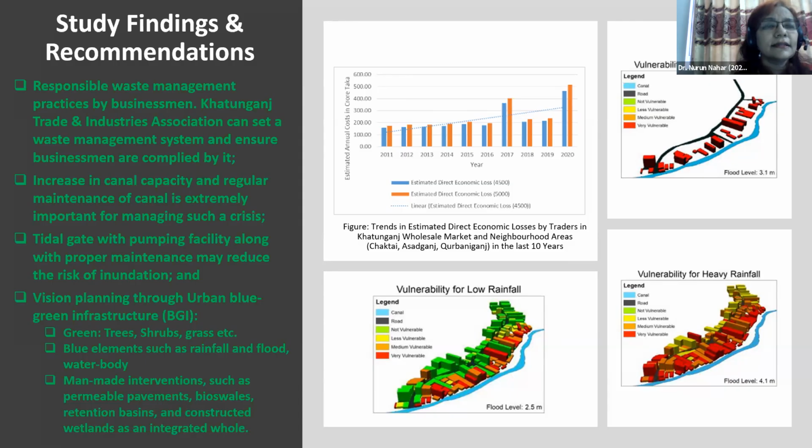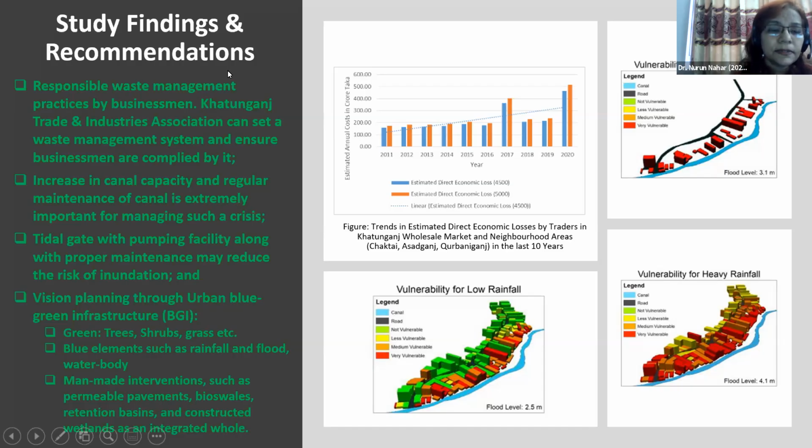Here I would like to say that they made some very important recommendations. We can have an urban blue-green infrastructure for the whole Katungganj. This is the concept we are trying to promote: urban blue-green infrastructure, not blue separate or green separate. So we can have the greenery increased, such as trees, shrubs, grass, and the blue elements to control the rainfall, flood, and water body, and also control the man-made interventions.